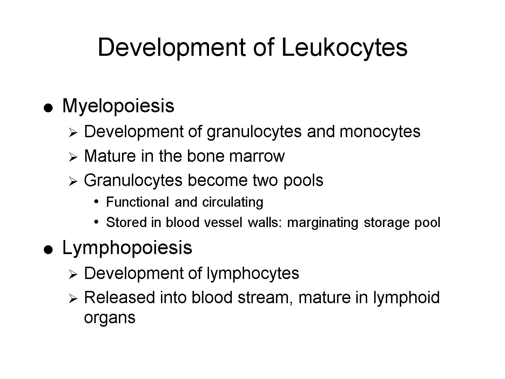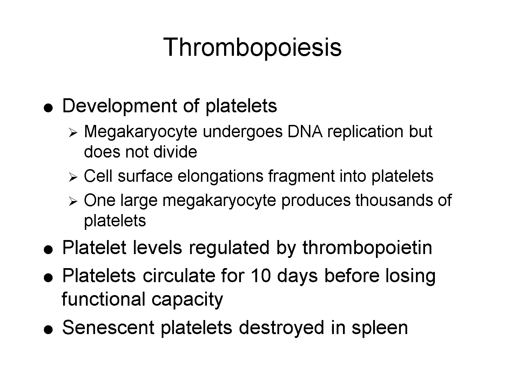Lymphopoiesis describes the development of lymphocytes, which are released into the blood and mature in lymphoid organs such as the spleen and lymph nodes. Platelets, or thrombocytes, are produced through thrombopoiesis. In this process, a large cell called a megakaryocyte replicates its DNA multiple times without cell division.